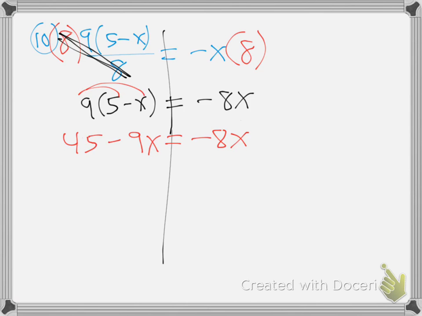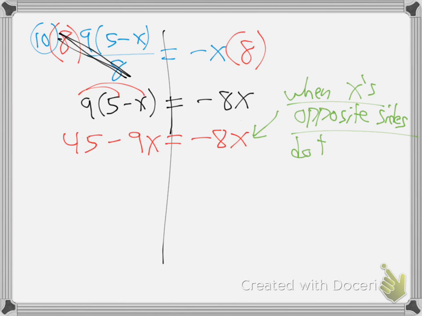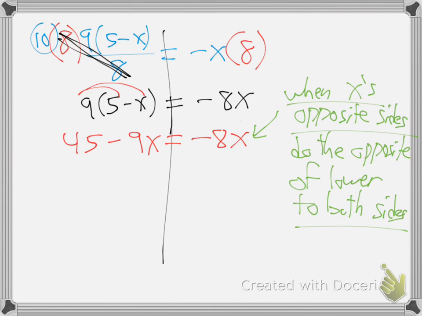All right, so let me help with this one. On this line, I want to make sure everybody's comfortable with this line. When there are x's on opposite sides, do the opposite of the lower one to both sides. What we want to do here is get rid of one of those guys, and we always get rid of the lower one. Which one's the lower one? Doesn't matter where it sits. Minus 9 is lower than minus 8. It's more negative, right? So get rid of the lower one. So add 9x. Boom. Is that good?